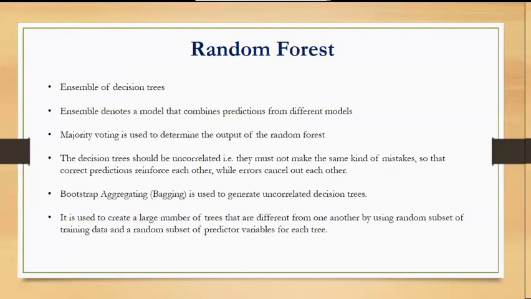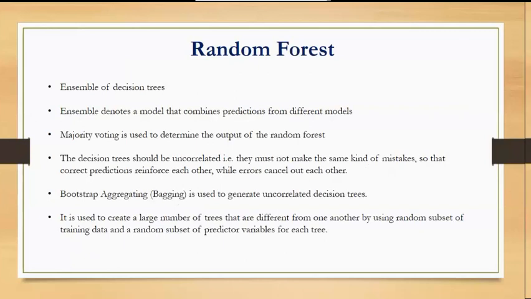The next classification technique is random forest. Random forest is an ensemble of decision trees. An ensemble denotes a model that combines predictions from different models. So, for a random forest, multiple decision trees are created and all of the trees make a prediction. A majority voting is used to determine the prediction of the random forest.